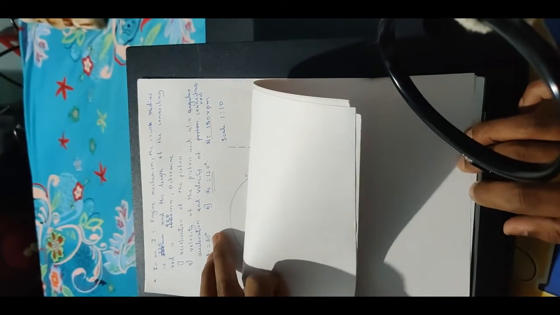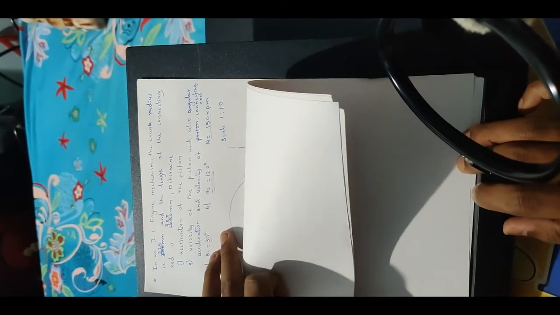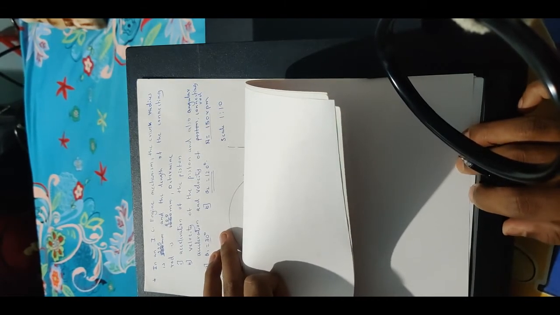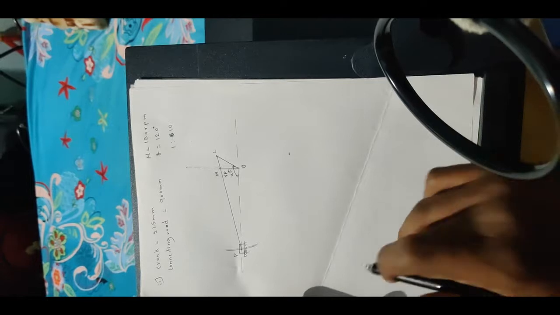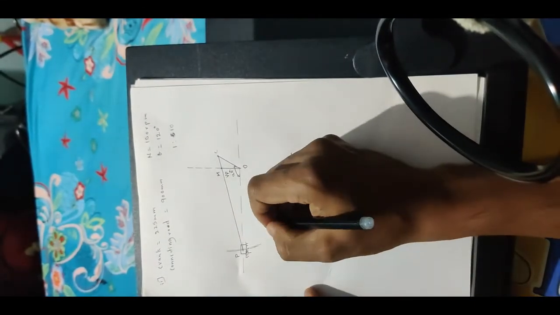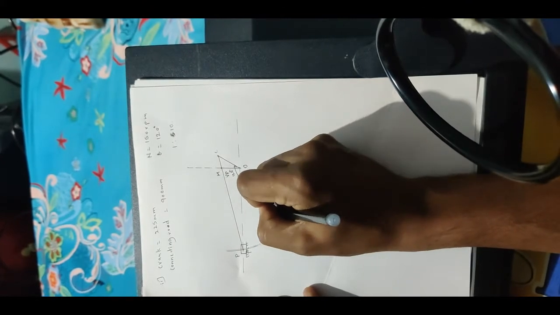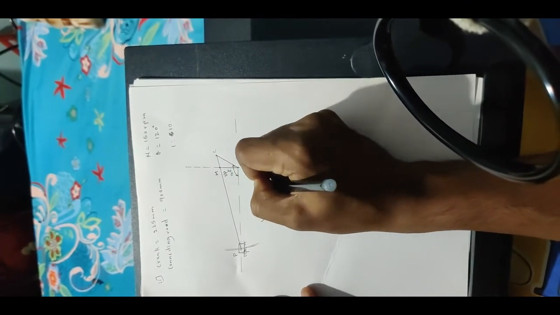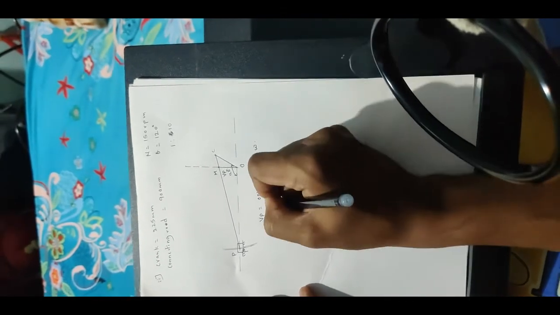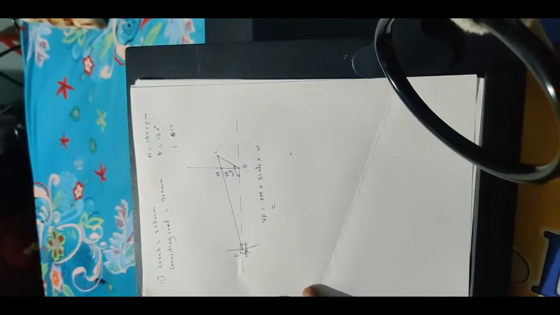In the problem, they have asked us to find the velocity and acceleration of the piston, and the angular velocity and acceleration of the connecting rod. This OM line gives the linear velocity of the piston. Vp is basically given as OM into scale into omega.